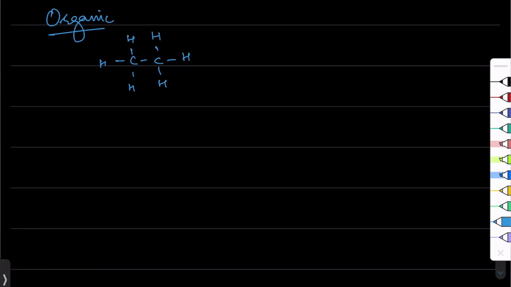So I have this thing. Can you name this? Ethane. Yes, very good. Will this burn? Can we do combustion with this? Yes, we can. What will its formula be? C2H6. Yes, very good.